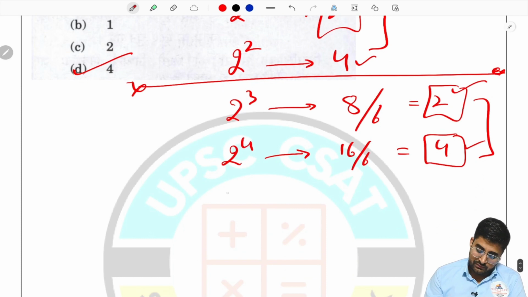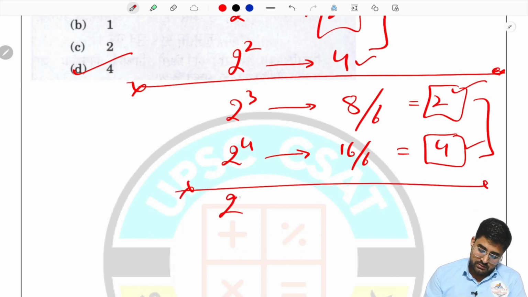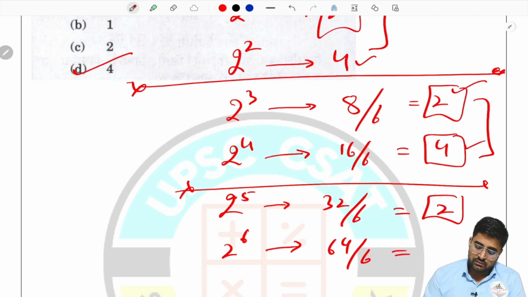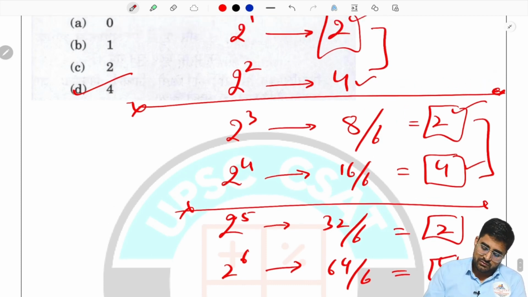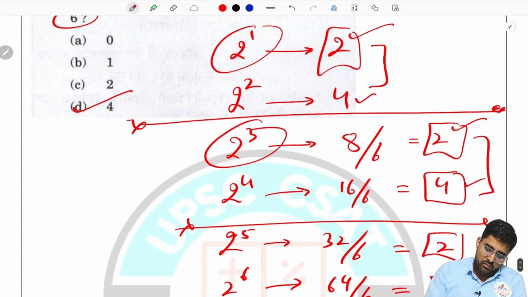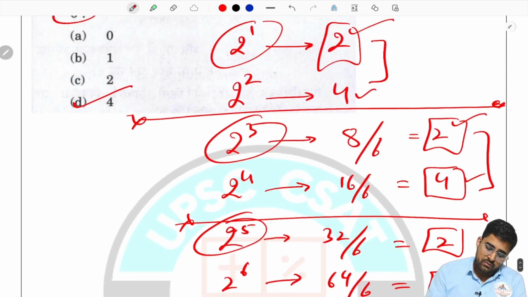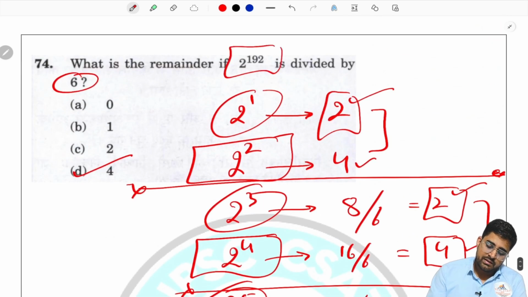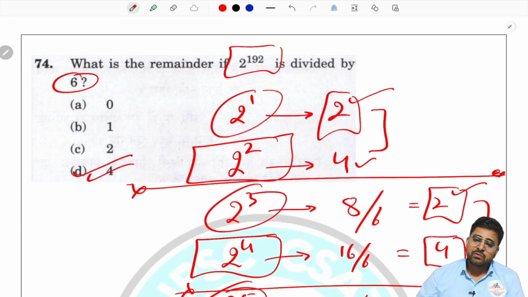Let's take one more example for your clarity. 2 to the power 5 is 32. When you divide this by 6, you have remainder 2. Then 64, then 16, 4, and so on. So this is repeating in itself. Whenever the power is odd, you get 2. Whenever the power is even, you get 4. And here the power is even, so option D is correct. 4 is your answer. Let's move to the next question.